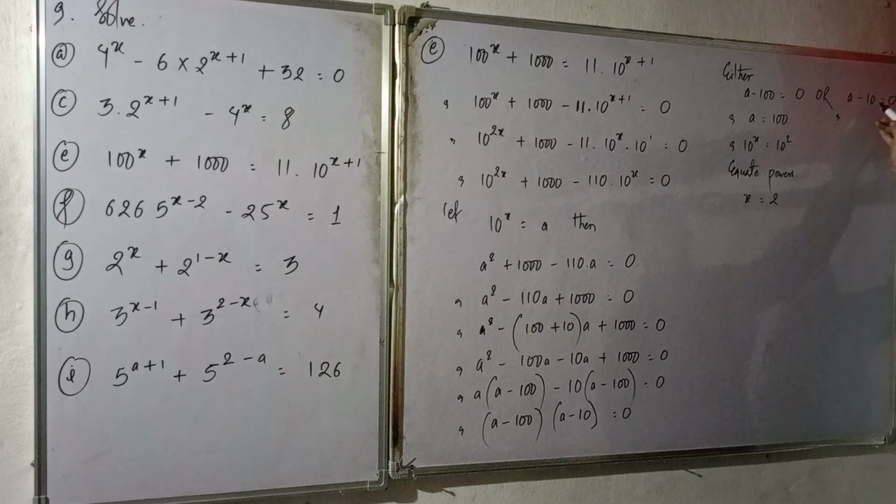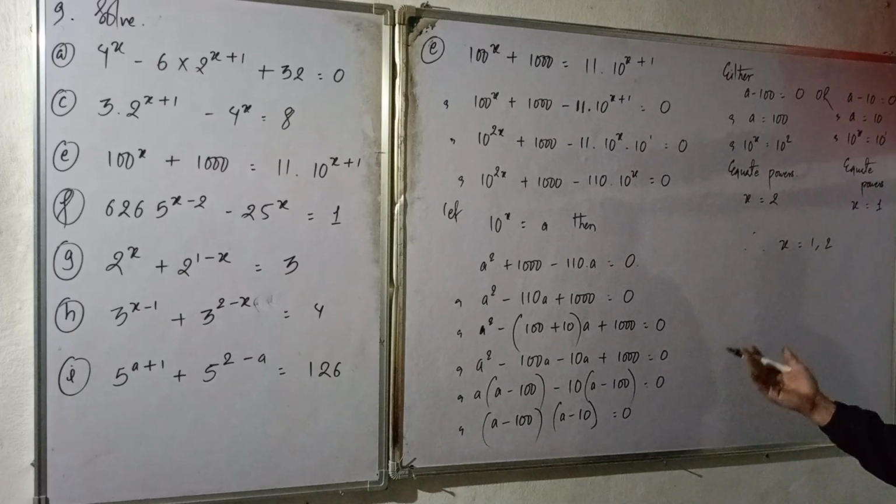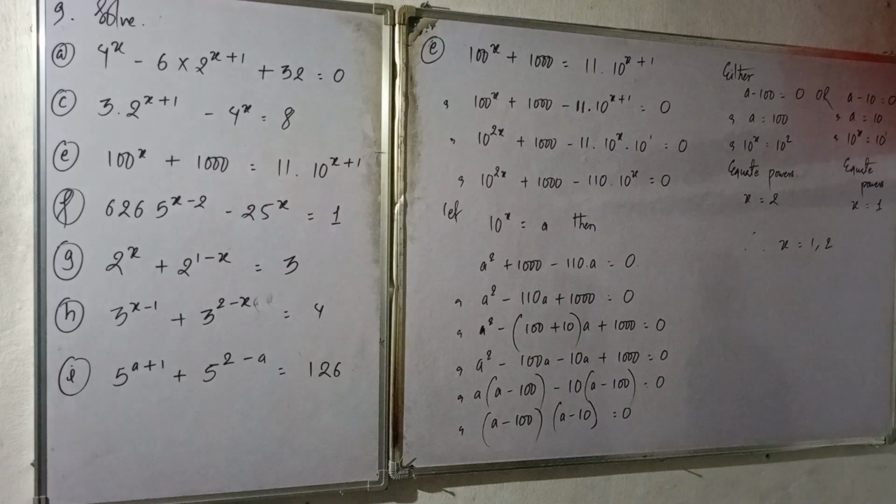Now on further simplification, a equals to 10. Now replace back the value of a by 10 power x. 10 power nothing means there is always 1. Equate powers. You'll get x equals to 1. So here also there are two values for x. One is 1 and another is 2. Very easy. Okay, nothing new.